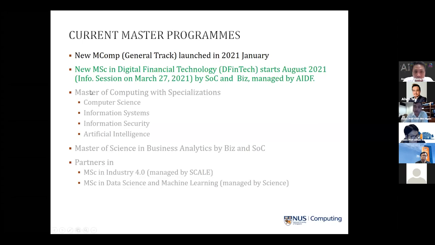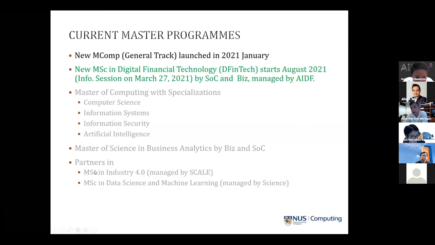And for the school itself, we also have a program that we've been running for the last 20 plus years, the Masters of Computing program, with four different specializations, from computer science, information system, information security, to artificial intelligence. And also in partnership with our sister department in other universities, for example, with the Biz School, we have a business analytics master's that's been running for about 8 years now, very successful one, and also one of the pioneering master's program in this area.